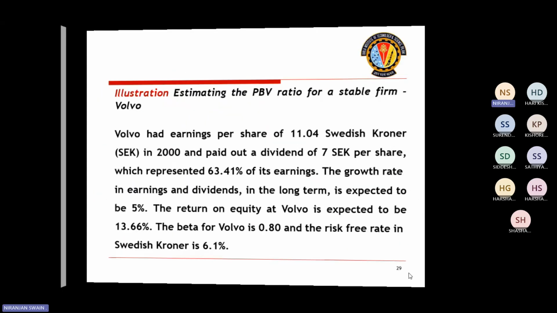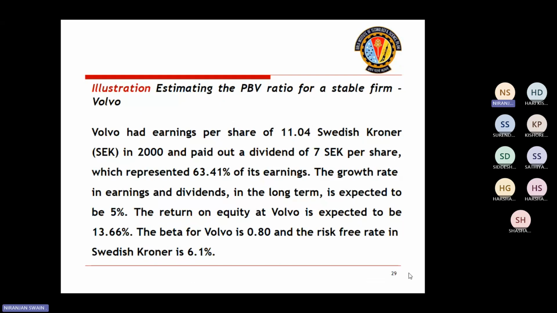With this one example, can you solve? This is Volvo, a stable company, and we want the price to book value. Earnings per share were 11.04 Swedish kroner, SEK, in 2000, and it paid out a dividend of 7 SEK per share, which represents 63.41% of its earnings. Growth rate in earnings and dividends in the long range is expected to be 5%. Return on equity at Volvo is expected to be 13.66%. The beta of Volvo is 0.8. Risk-free rate in Swedish kroner is 6.1%. Now, can you calculate price to book value?